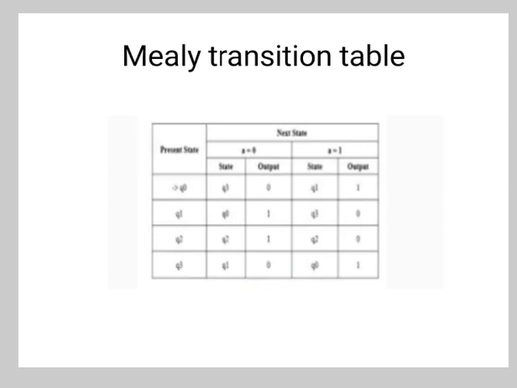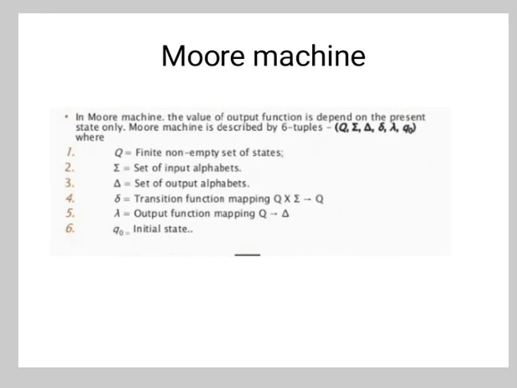Next is Moore machine. So in Moore machine, the values of the output function depend on the present state only, and it is described by 6 tuples. So here Q is a finite non-empty set of states, Sigma is the set of input alphabet, Delta is the set of output alphabet, delta is the transition function, lambda is the output function, and Q0 is the initial state.